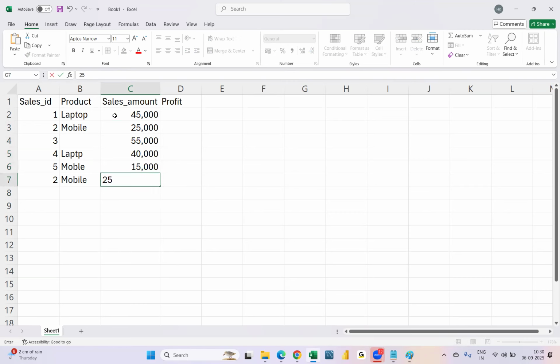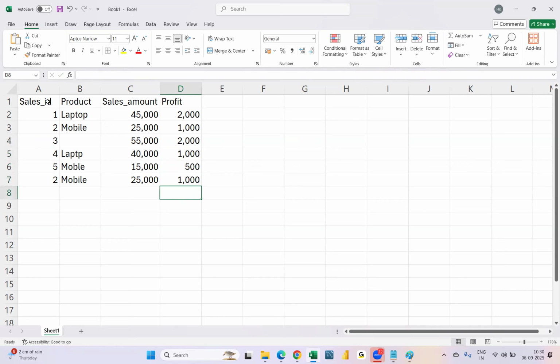This is again 25,000. And when it comes to the profit, let me say the first product gave me 2,000 rupees of profit. This is 1,000 rupees of profit. This gave me 2,000. This gave me 1,000. And this gave me 500. And this gave me 1,000. So consider this is the data which I got from the client. Okay, some sales data. Roughly, I have taken only few rows. So this is the data.